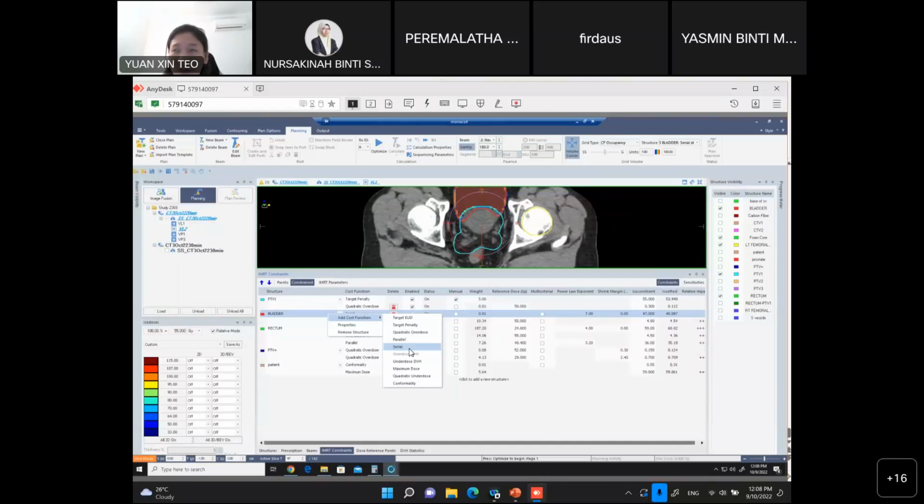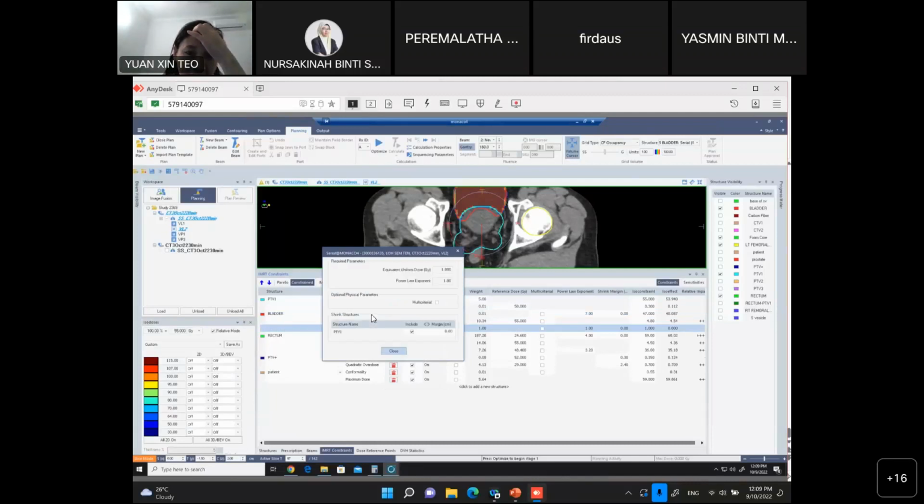Means a patient may be paralyzed. Okay, so this is why we call this cost function serial and parallel. We differentiate these for different organs at risk. So of course, the bladder is not a very serial organ, but we will still use serial in these cost functions for these serial organs.